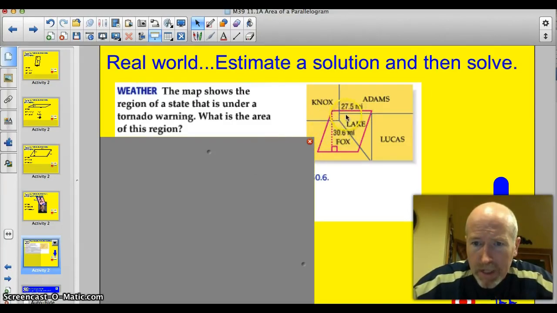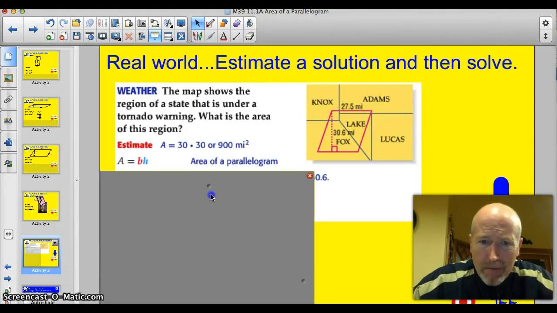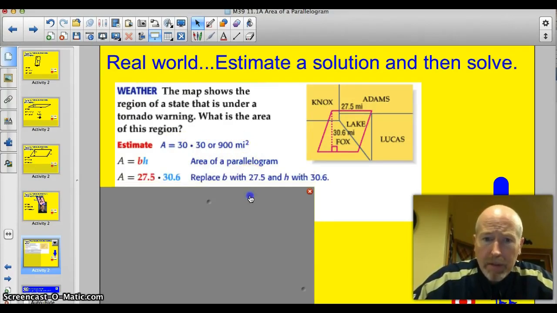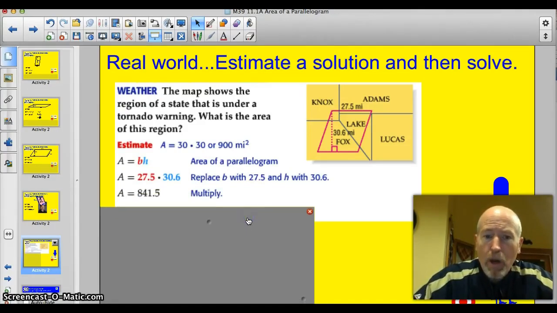So it's about 20, let's estimate this as about 30 times 30, because this is so close. So we got about 30 times 30, 3 times 3 is 9, 2 zeros. You got 900 miles squared. Let's find the exact area. Now we've got to go 27.5, get that exact measurement, times 30.6. Multiply it out, 841.5 if you did your math correct. And you remember to move your decimals.